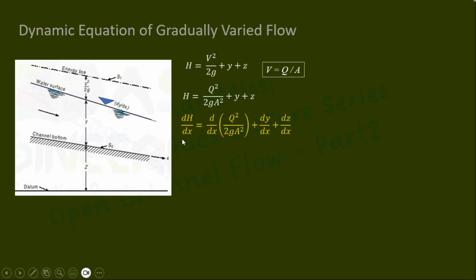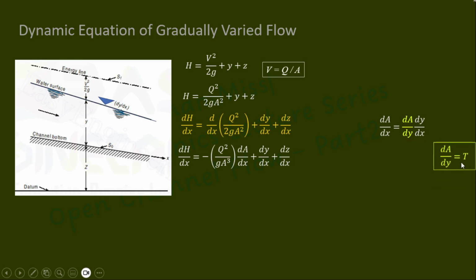So dH/dx = dy/dx + d/dx(Q²/2gA²) + dz/dx, which becomes −(Q²/gA³) dA/dx + dy/dx + dz/dx. What is this dA/dx? That is the variation of the cross section along the length of the channel. From the total derivative, we can express dA/dx = dA/dy × dy/dx. What is this dA/dy? It is the top width T. So dA/dx = T × dy/dx.